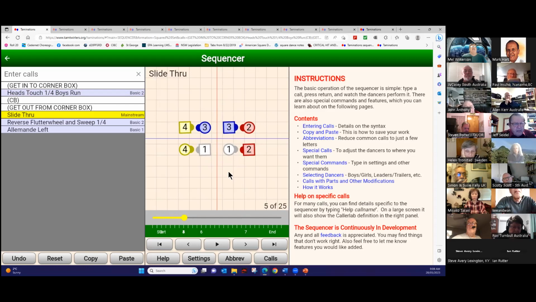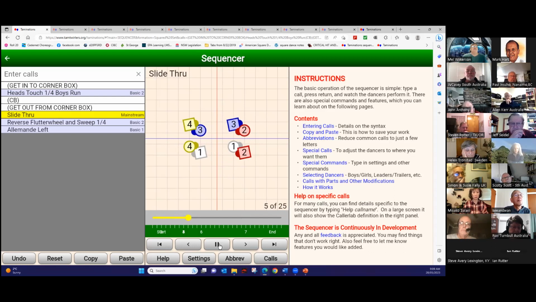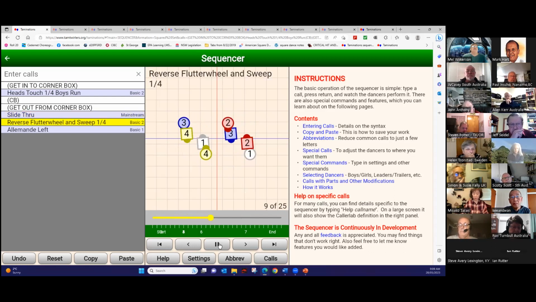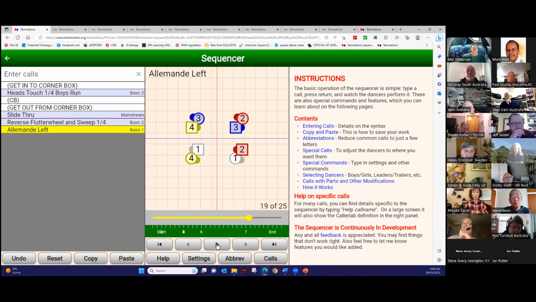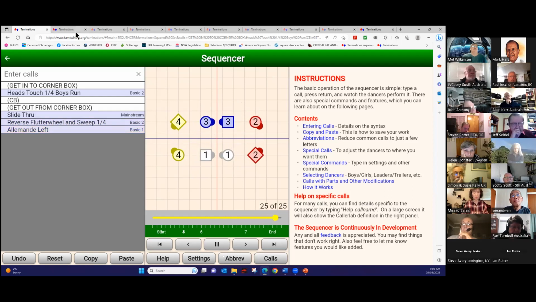Okay, now from there I can do a zero, I can do anything I want to bring them back to that exact same footprint. A zero module, swing through, spin the top, slide through, brings me back on that footprint. Swing through, boys run, Ferris wheel, centers pass through, brings me back on that footprint. And then I can do a get-out. So in and out from that corner box. Slide through, reverse flutter wheel, and sweep a quarter. There's my Alaman left, and of course, where I go next.